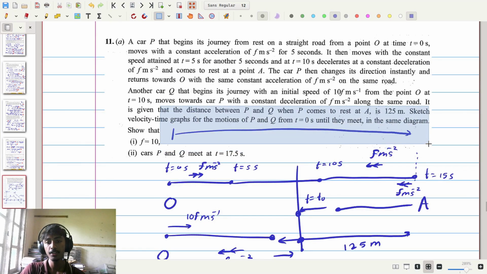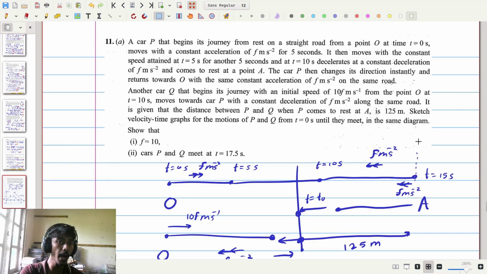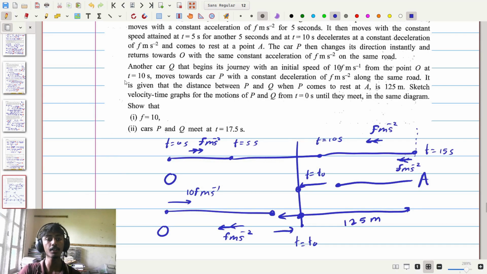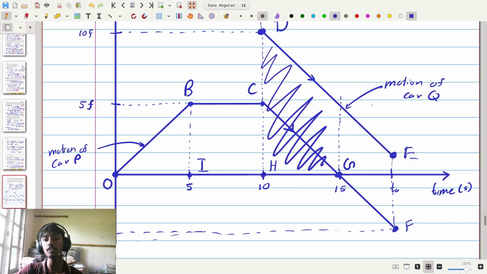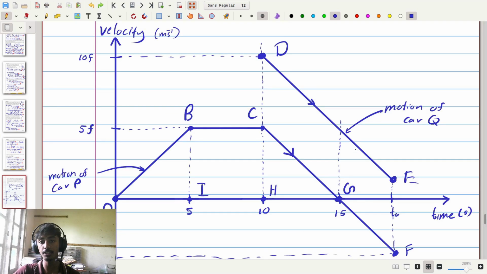Now similarly, I can make a conclusion regarding the motion of Q. Considering Q, since Q did not appear until t equals 10 seconds, I'm going to assume it was at rest at the point O until that time. After that, from its motion in 10 seconds up to 15 seconds, we can see it has a velocity of 10 meters per second and decelerates at f meters per second squared. Until the time t equals 15 seconds, it is continuing to decelerate. So if we consider the total distance traveled within that time, it is going to be the area under the curve, which is equal to the area of this trapezium right here. Now I'm going to make a little edit to what I did previously. I'm also going to mark this additional point right here at t equals 15 seconds on the motion of car Q.